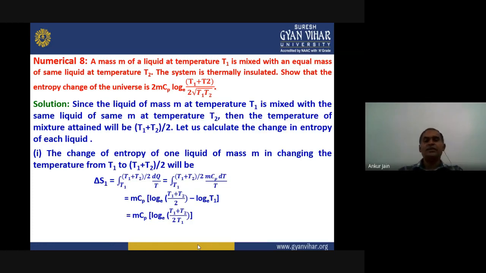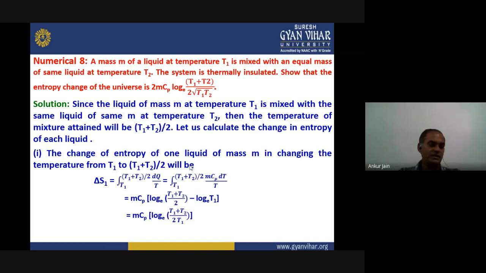Then show that the entropy change of the universe is 2mCp log (T1 plus T2) upon 2 under root T1 T2. So it is given that the liquid of mass m at temperature T1 is mixed with the same liquid of the same mass at temperature T2. So the temperature of the mixture of these two liquids will be (T1 plus T2) divided by 2. That will be the average temperature. We can directly calculate it from these two different temperatures.